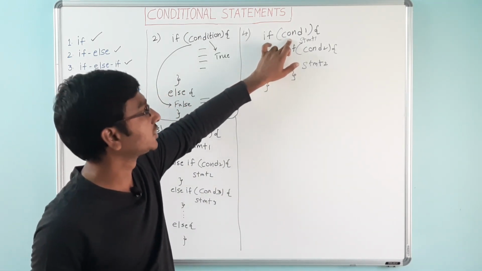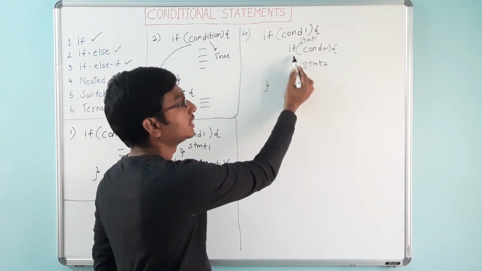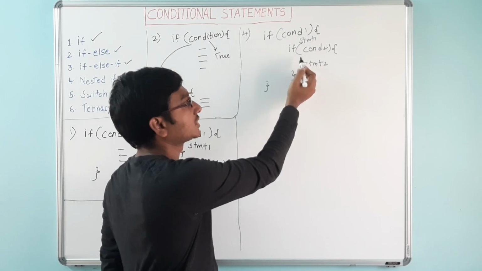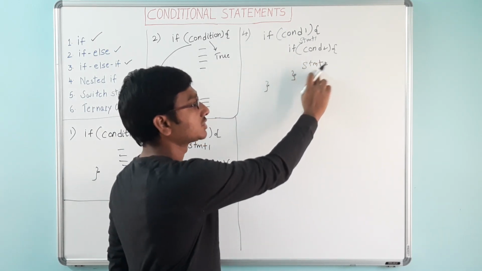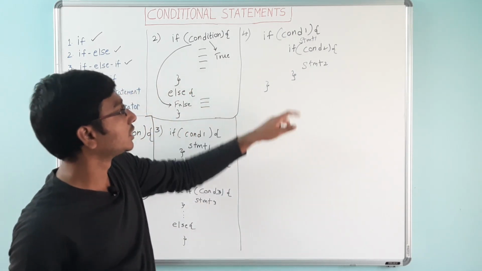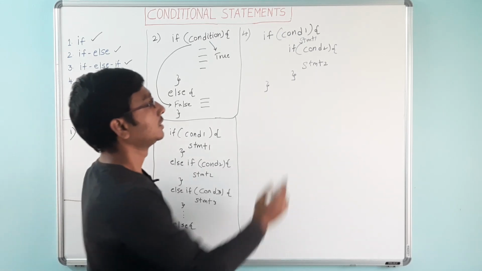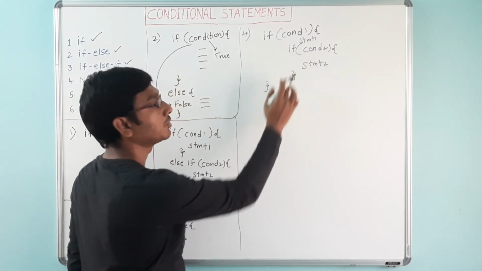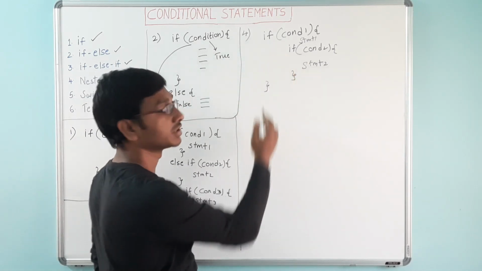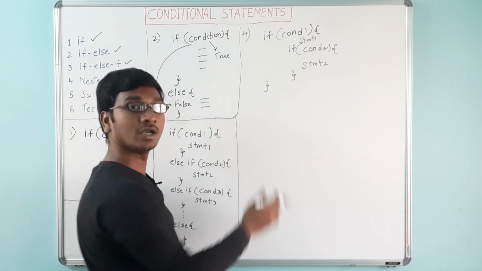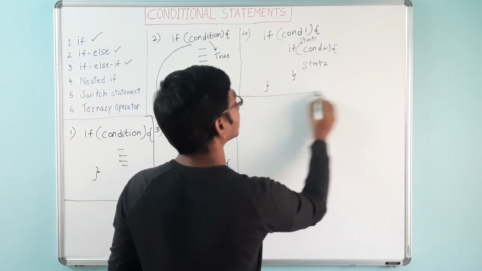if condition 1 is true, then this statement 1 is executed, and then it verifies this other if statement within this if statement. So if condition 2 is also true, then only this statement 2 will be executed. In order to execute statement 2, both condition 1 and condition 2 have to be satisfied. Only then will this be executed. This is about having an if in another if statement, so we call this nested if. Like this we can have any number of if statements inside another if statement. This is what we call nested if.